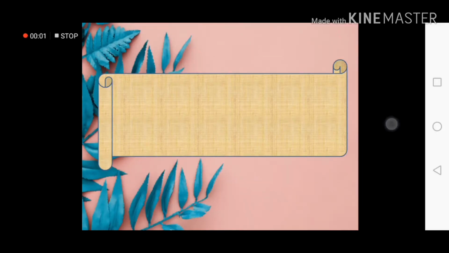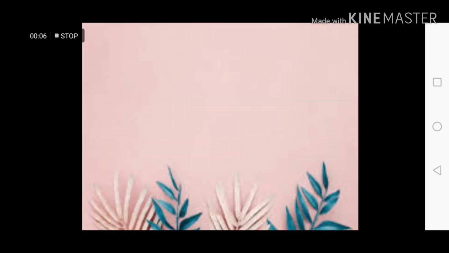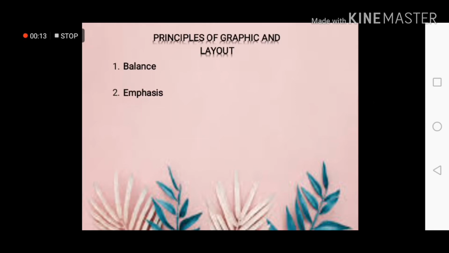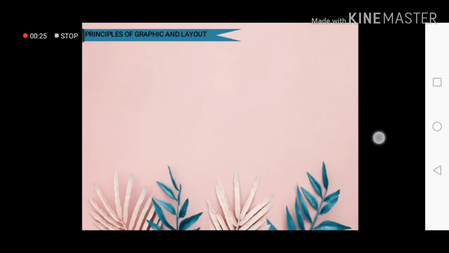Everyone. So this video discusses the principles of graphic and layout. There are 6 principles of graphic and layout. First is balance, next, emphasis, third, movement, fourth, pattern, repetition, and rhythm, fifth, proportion, and last, variety. Let's discuss first the balance.